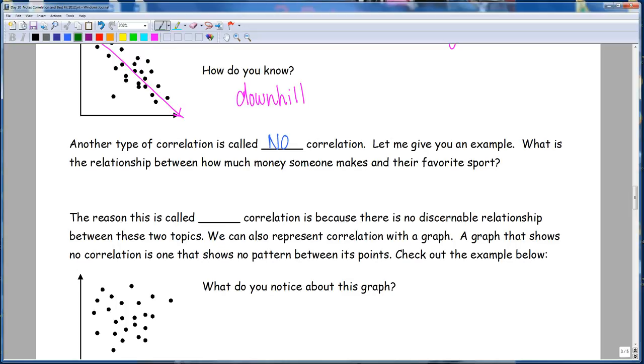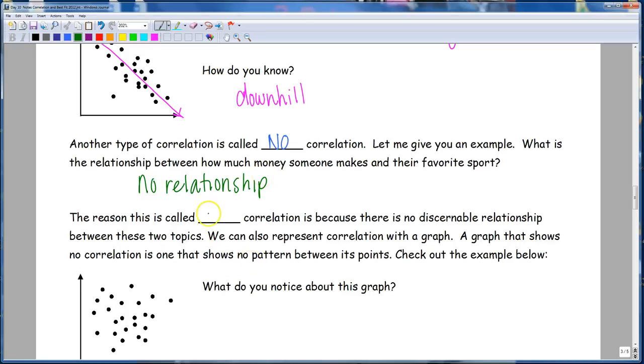Maybe someone makes a decent amount of money and doesn't like sports at all. It really depends on so many other different factors. It doesn't really have anything to do with how much money someone makes. So there's no relationship between these things, and that's why we call this no correlation.